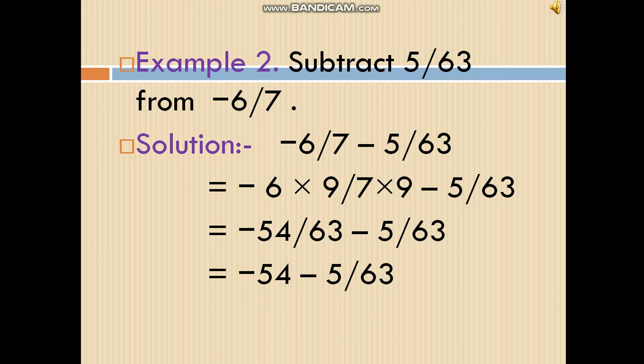Now look at the next step. Here we see the denominators are the same. So now we subtract the numerators. So minus 54 minus 5 upon 63. Minus minus we get plus. So 54 plus 5 we get 59. But in front of the bigger number we have a negative sign, so we put minus here. So we get the answer minus 59 by 63.